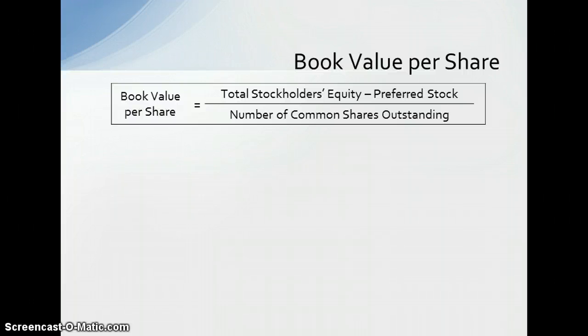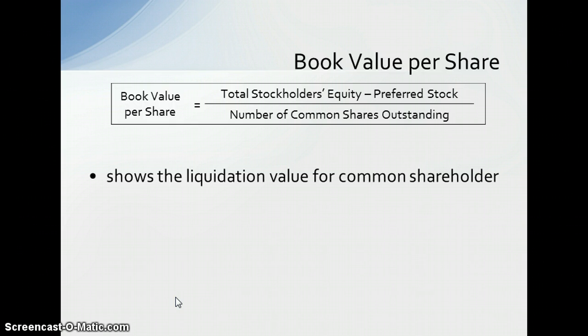If you think book value, I want you to really think about assets minus liabilities. What do we own minus what we owe. If you take your assets minus your liabilities, you get stockholders' equity. Once again, we're going to take preferred out of the equation here. So we'll take your total stockholders' equity minus preferred stock and divide that by the number of common shares outstanding.